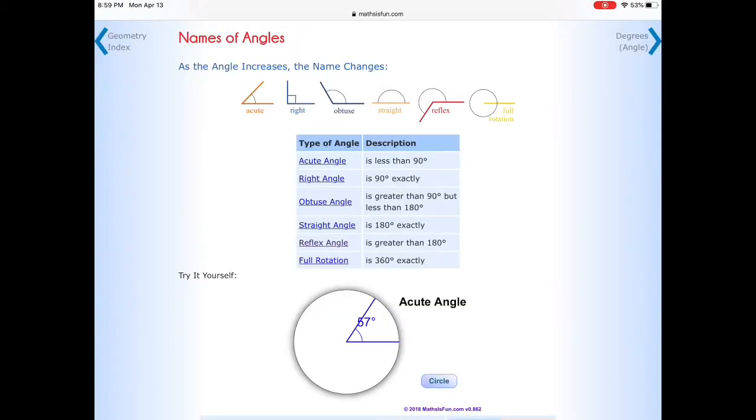Math Is Fun has a nice angle that you can play with here. We start by noticing that if you make a full rotation, that's 360 degrees. If you make half a rotation, that's known as a straight angle. We'll be using that one a lot, 180 degrees. A right angle is a fourth of a rotation, 90 degrees. Anything between 0 and 90 is an acute angle. Between 90 and 180 is obtuse. Greater than 180 is a reflex angle.